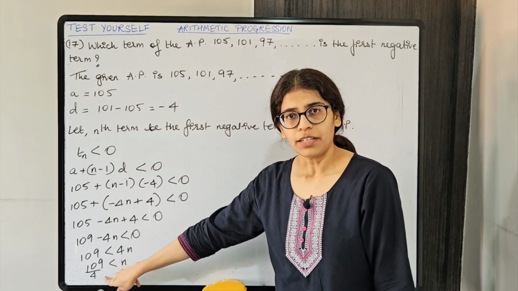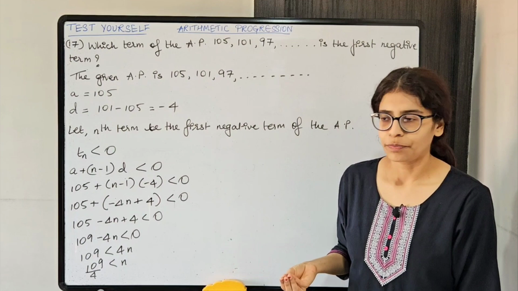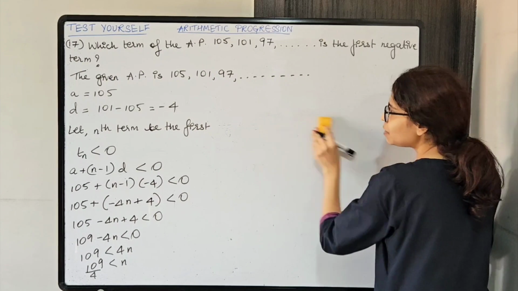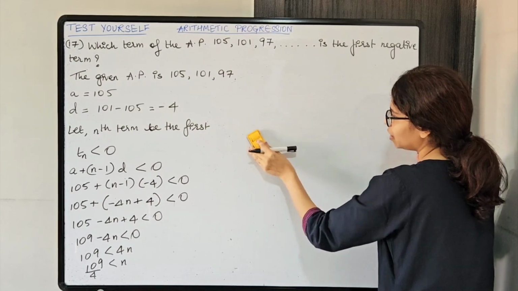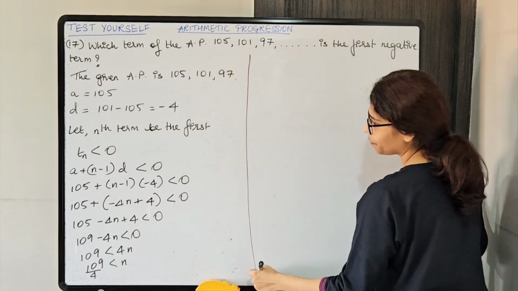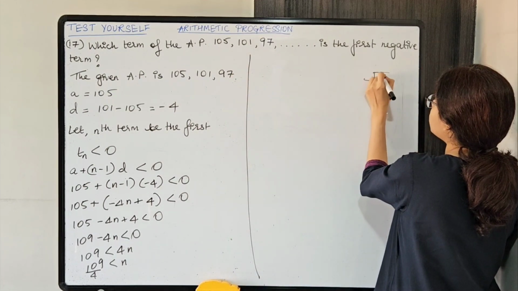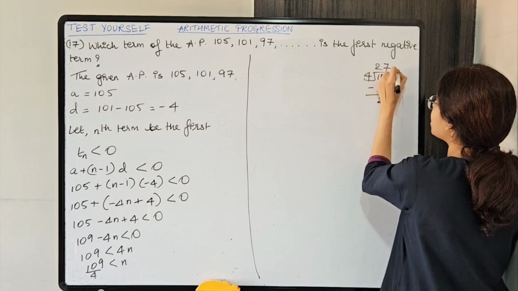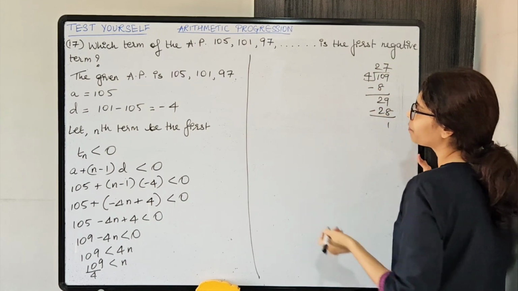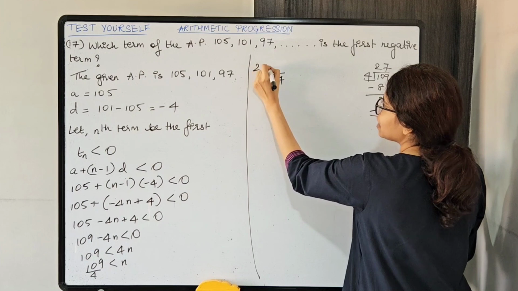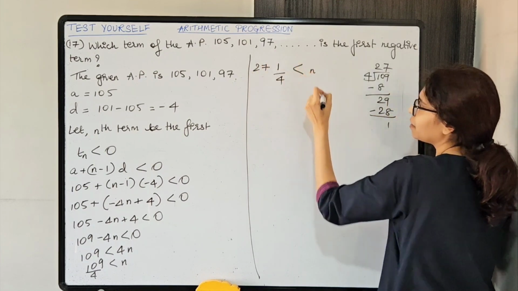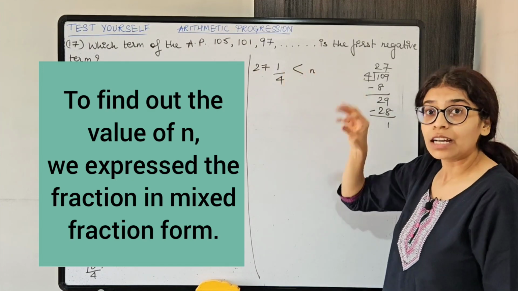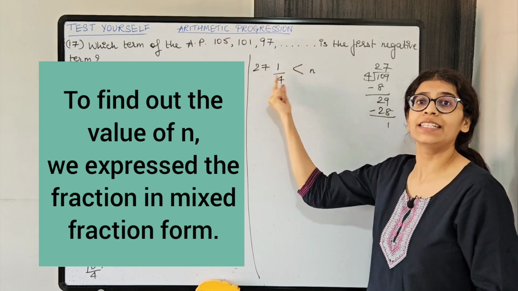Numerator is greater than denominator. So let's express in mixed fraction form. There's one more reason we are expressing in mixed fraction form. I'll tell you why. You can express in decimal form also, students, but it's better that you express in mixed fraction form, it is easier. Okay. So divide 109 by 4. 4 2s are 8, 29. 4 7s are 28, 1 is the remainder. So 4 27s are, and 1 is the remainder, less than n, right? 27 and 1/4 is less than n. In other words, n is greater than 27 and 1/4.